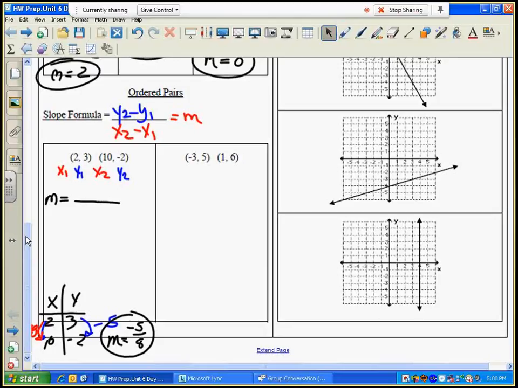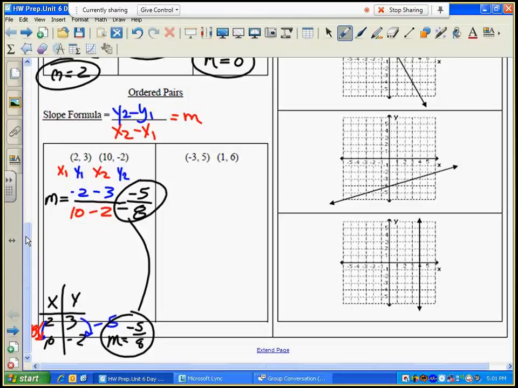So you'll notice the top says y2 minus y1. So negative 2 minus 3. On the bottom, you have x2 minus x1. So that's 10 minus 2. Okay. A little bit of math here. Negative 2 minus 3 is negative 5. 10 minus 2 on the bottom is 8. Well, look at that. We get the same value that we got with our table, negative 5/8.